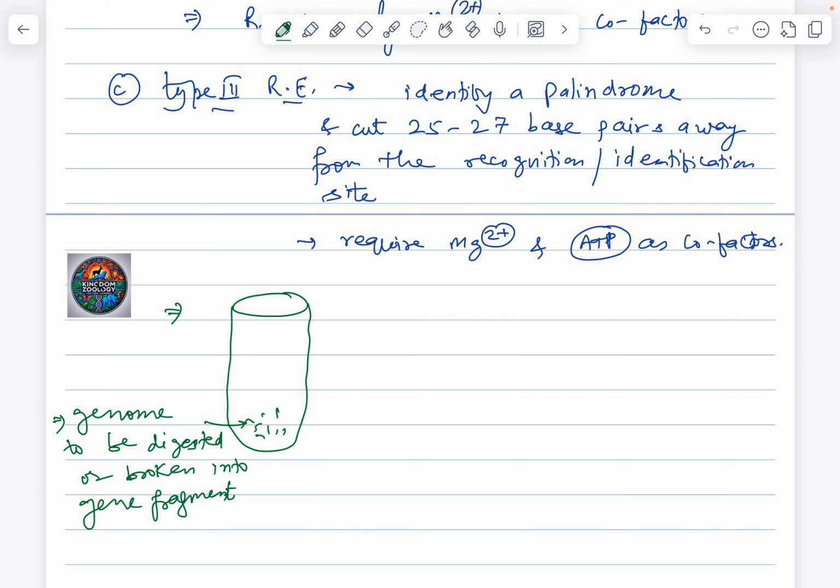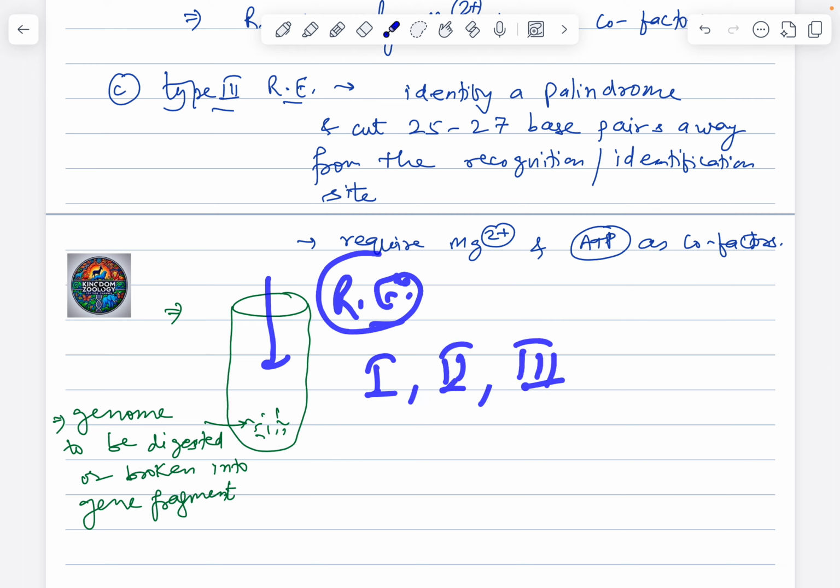That's why we are doing all this. So here's the genome that is extracted from the cells which are the natural sources of our desired product. It is the same genome that was isolated, or precipitated, with the help of absolute chilled ethanol. So I have to digest this genome, and to digest it, I can add restriction endonucleases, where I have three choices: type 1, type 2, type 3.